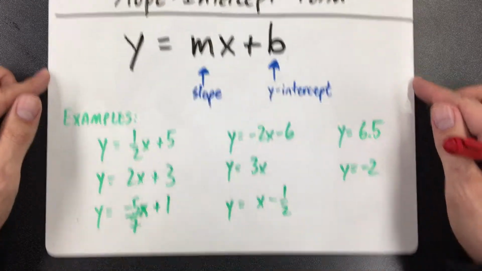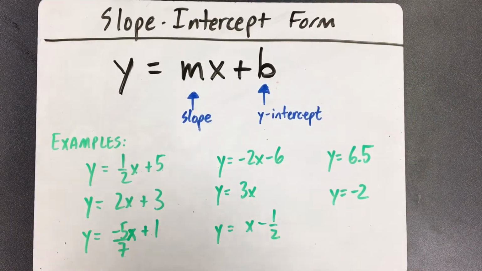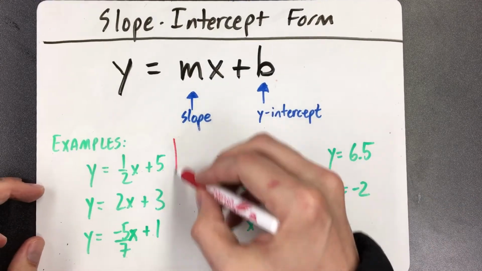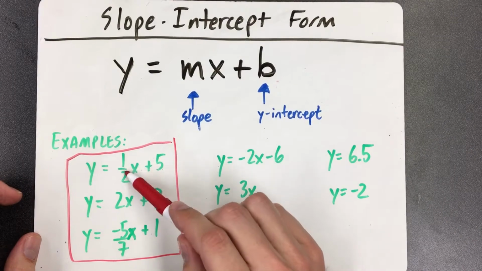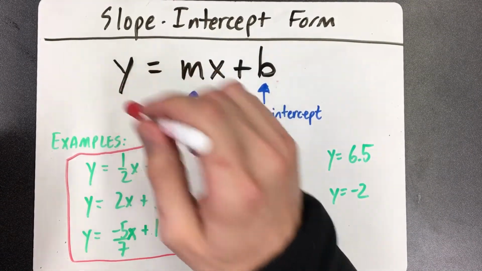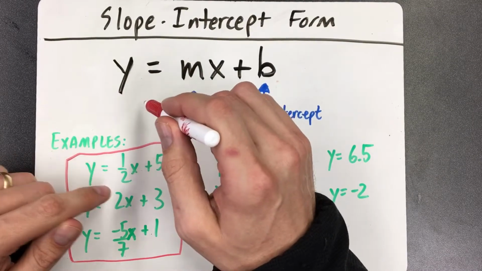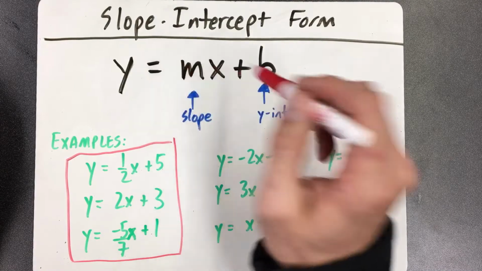So here's some examples I made. You can just do a quick little glance. These over here are the most typical. Like this one has a slope of 1/2 and it has a y-intercept of 5. So this graph would start at 5 on the y-axis, and then it would go up 1 over 2, up 1 over 2. That's how the 1/2 comes in, right? Up 1, 2 to the right, up 1, 2 to the right.